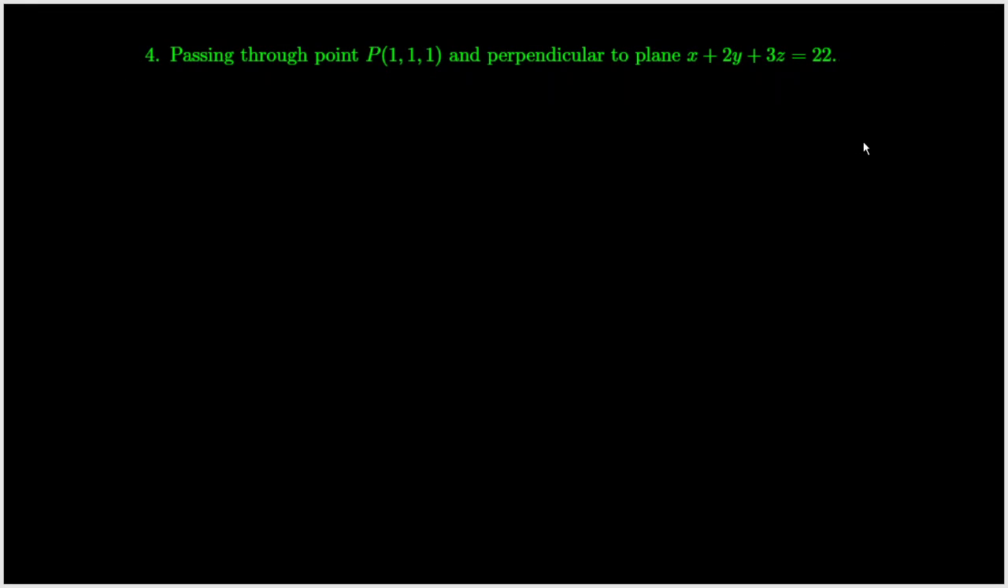Okay, in question 4, we are looking for... you're given a point. The point has coordinates of 1, 1, 1. X coordinate of 1, Y coordinate is 1, Z coordinate is 1 as well. And you know the line is perpendicular. The line is passing through two conditions. The line is passing through this point and perpendicular to this plane.